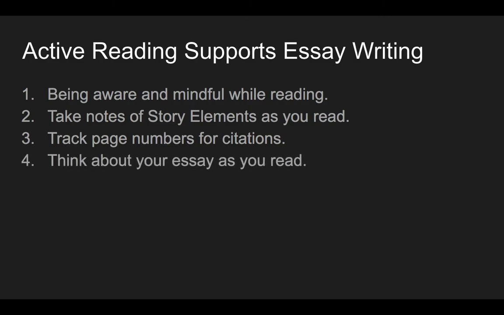Also, while you're reading, you should be thinking about your essay as you read, and that's that mindfulness approach. You know that you're reading with a purpose. You're reading to enjoy the story, you're reading to understand the story, but you also know you're going to have to write this big essay at the end. So you need to be switched on, and you need to kind of keep that in your thinking process. What does this have to do with what I'm going to write about?